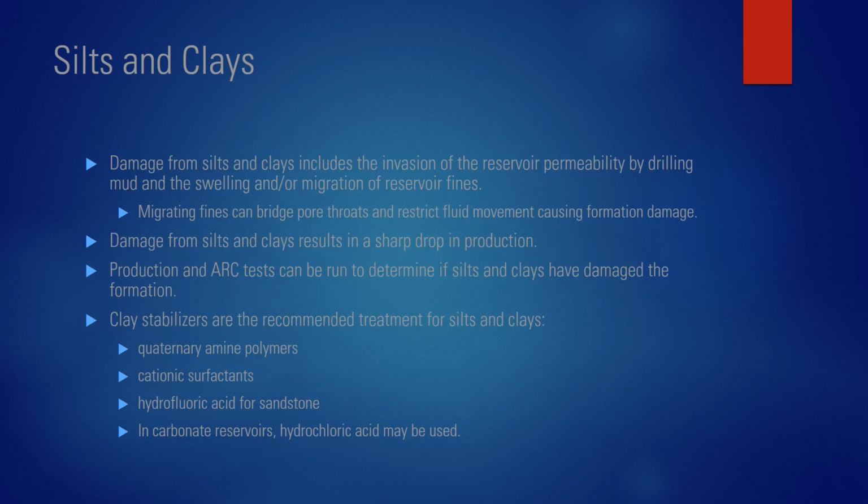Damage from silts and clays include the invasion of the reservoir permeability by drilling mud and the swelling and/or migration of reservoir fines. Migrating fines can bridge pore throats and restrict fluid movement, causing formation damage. Damage from silts and clays results in a sharp drop in production. Production and ARC tests can be run to determine if silts and clays have damaged the formation.